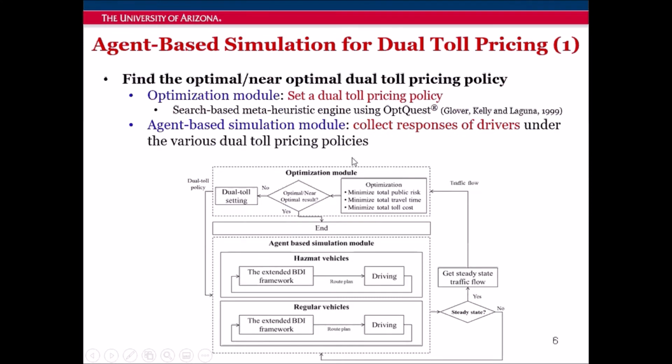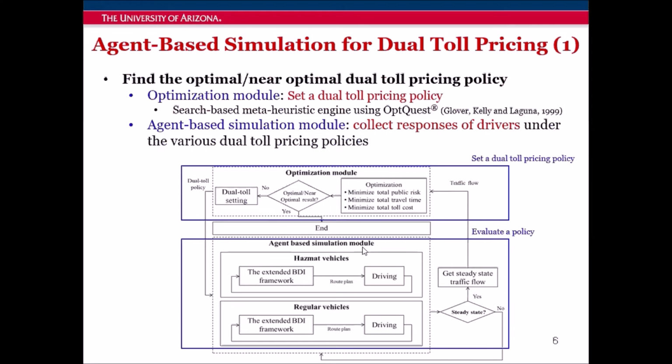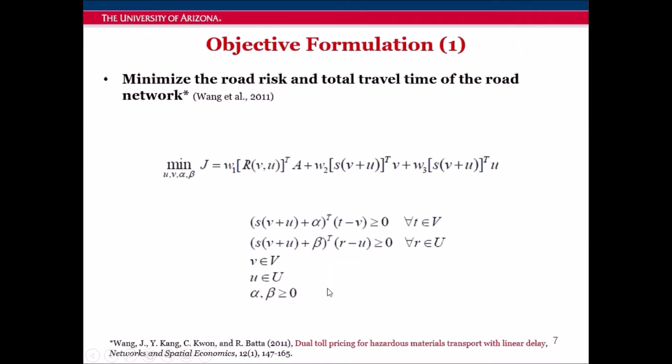So we have a loop here. The optimization module will run the simulation multiple times until it finds the optimum solution. And what is this simulation? It is an agent-based simulation here, okay? So we have a two-stage method here.